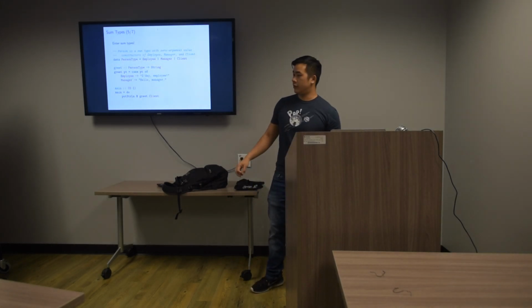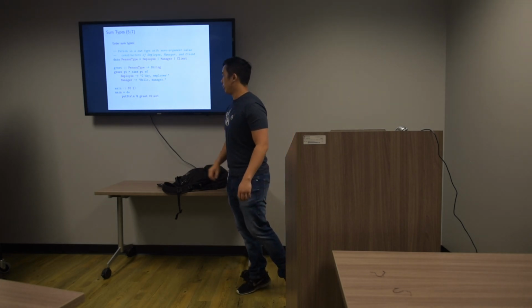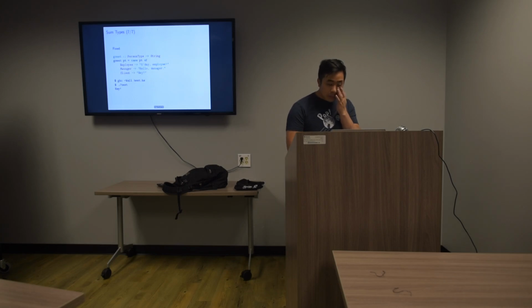Cool, so we went over sum types. That's basically that. That's the sum type, and it's the summation, or you can think of it as the ORing, right, of employee, manager, client. Okay, so let's go to product types, right?